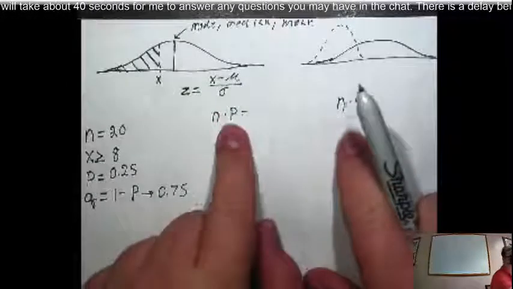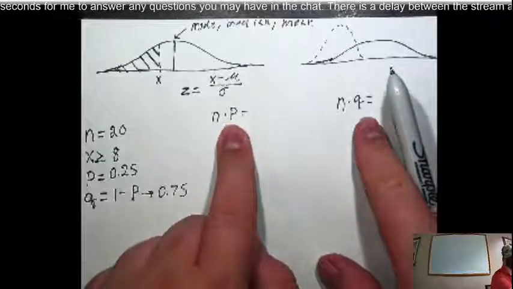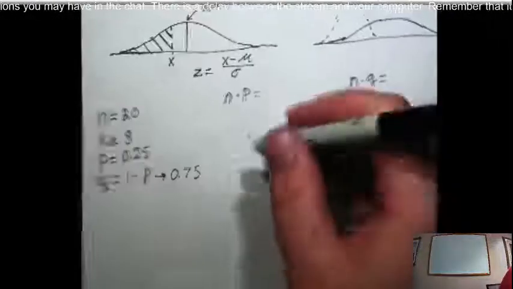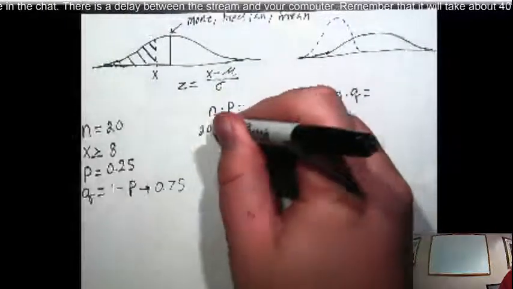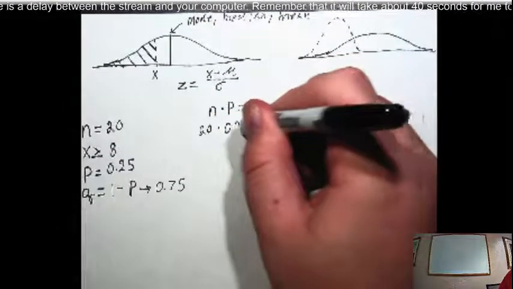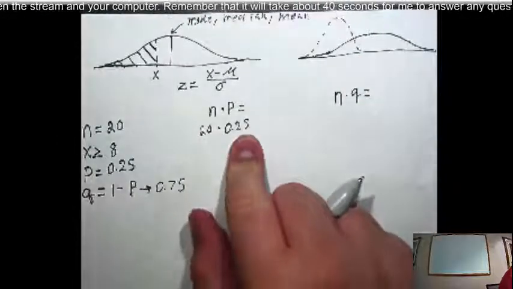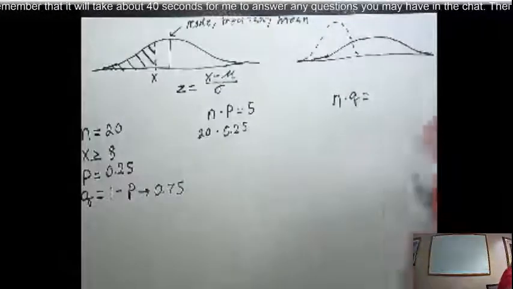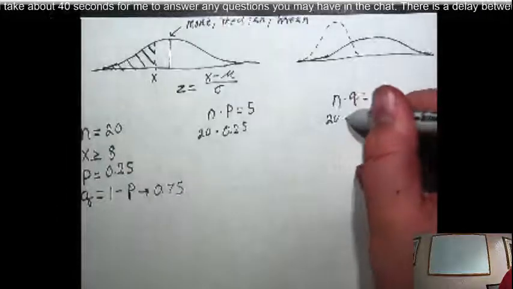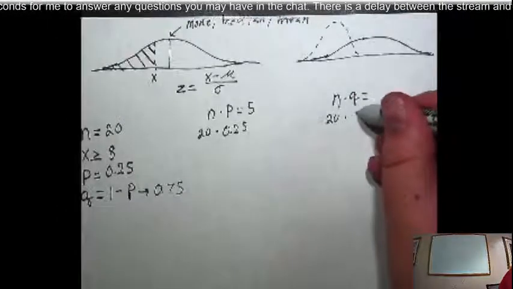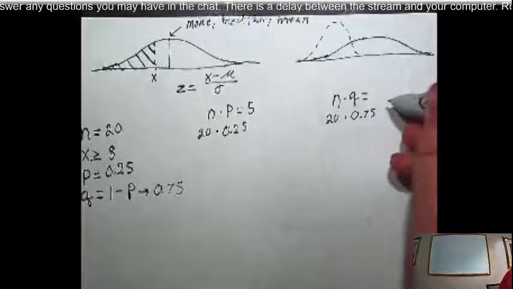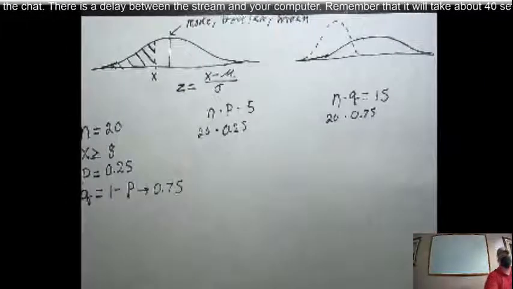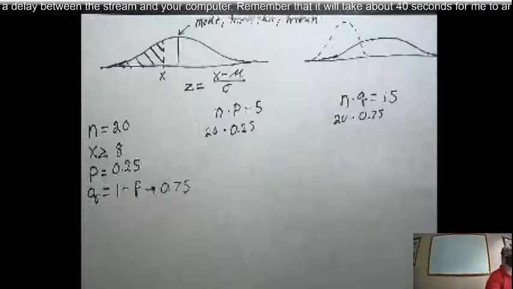Now, if both of these are at least 5, then we're good to go. But both of them need to be at least 5. So let's plug in our numbers and see. So n is 20, p is 0.25. So 20 times 0.25 gives us exactly 5. So that's good. That one works. N again is 20. Q is 0.75. And 20 times 0.75 is 15. So that is also at least 5. So our data is going to be able to fit for this approximation.